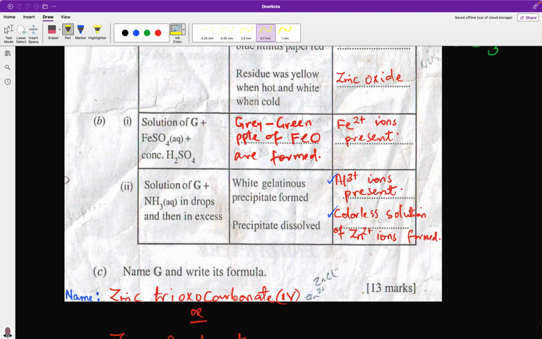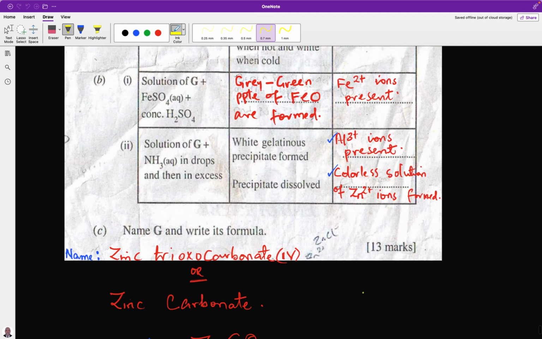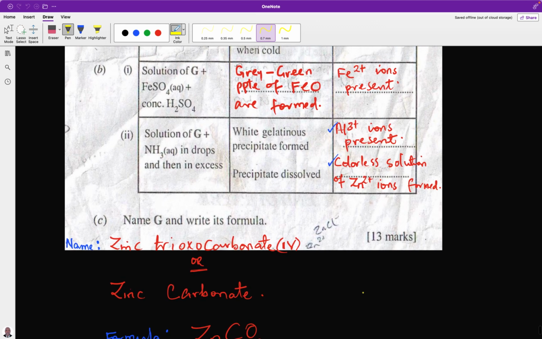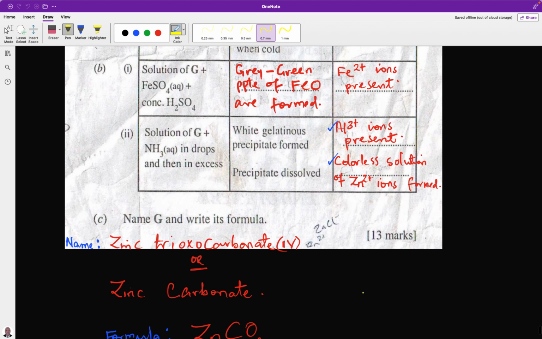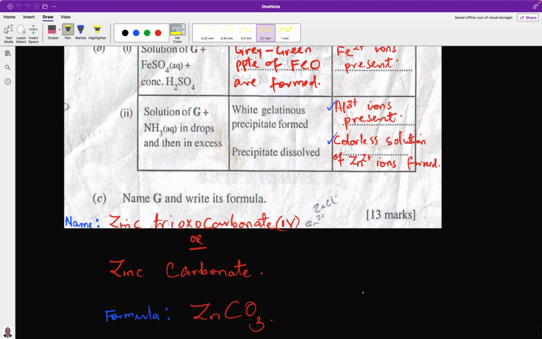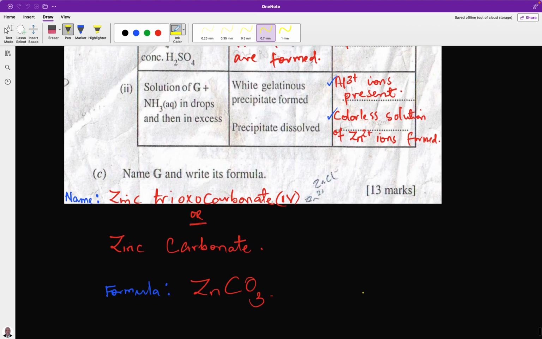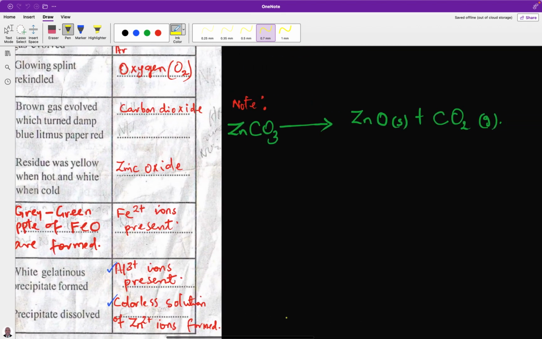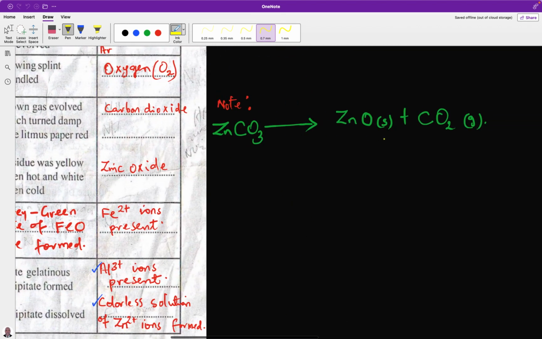So our compound G would be zinc trioxocarbonate 4, or what is usually called zinc carbonate. And this is the formula. That is why I wrote here that when zinc carbonate is heated, zinc oxide is formed and carbon dioxide is released.